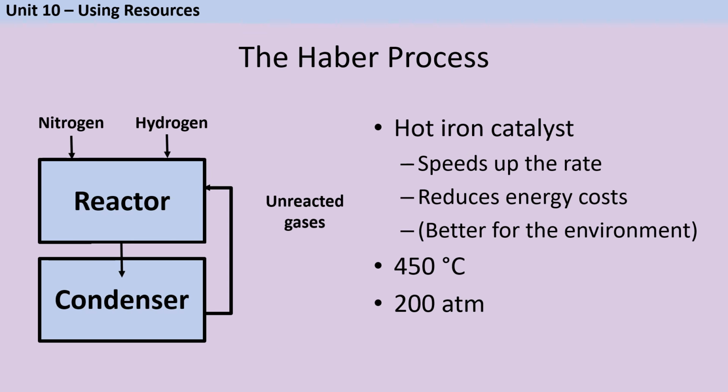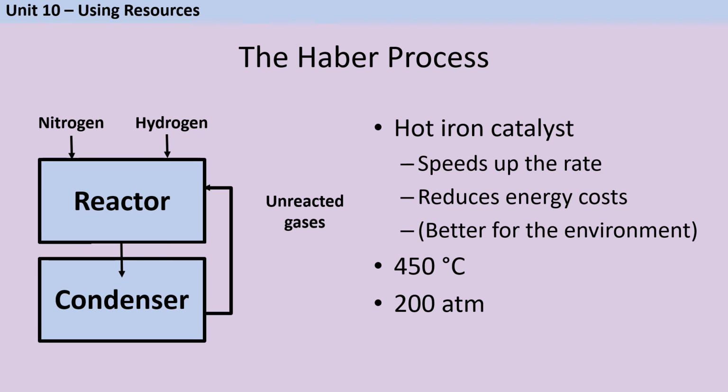In order for the reaction to take place, the mixture of gases in that 3:1 ratio is fed into a reactor, and there they react together in the presence of a hot iron catalyst at a temperature of 450 degrees C and a pressure of about 200 atmospheric pressures. So that means 200 times the normal pressure that is in the room with you right now.